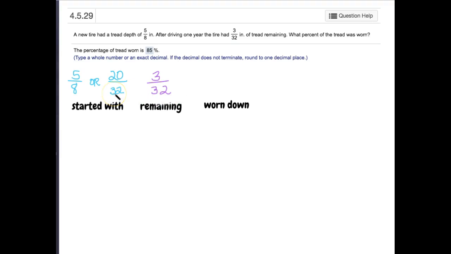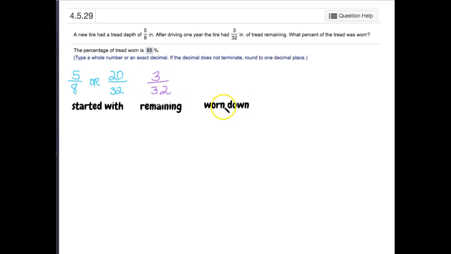So when we're looking at comparing fractions or working with fractions by adding or subtracting, it's easiest if we get a common denominator. And so 5/8 would convert to 20/32 by multiplying by 4 on the numerator and the denominator. So we started out with 20/32 of an inch. This is what is remaining.